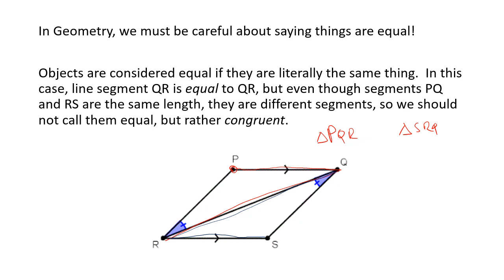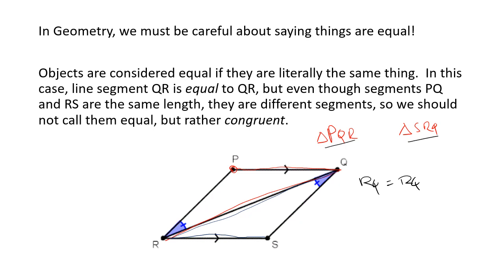Anyway, when we look at these two triangles, I can say that RQ is equal to RQ. Why? Because it's literally the same thing. I know that every object is equal to itself. Now, if it's equal, it's also going to be congruent, because congruent just means that they have the same length or the same measure, they have the same attribute. And so I could say that RQ is congruent to RQ.